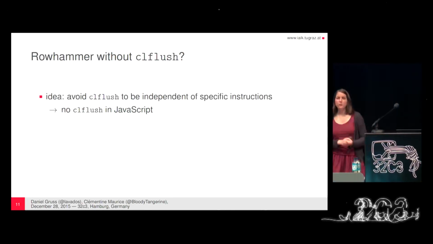So what we would like to do is to do this attack, this Rowhammer attack, but without the CLFlush instruction. The global idea is that we would like to avoid the CLFlush instruction because it's really architecture dependent. It's a specific instruction in x86, and you won't have it in other architectures, and it's also not available from JavaScript. So it would really extend the world of possibilities to do this without CLFlush.